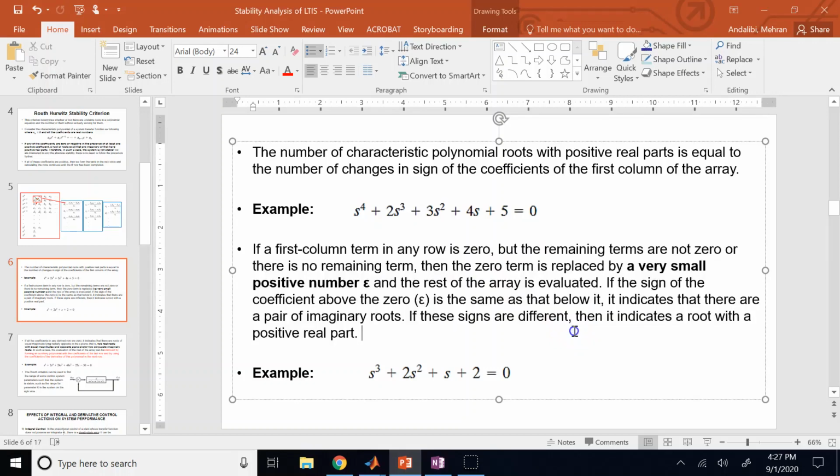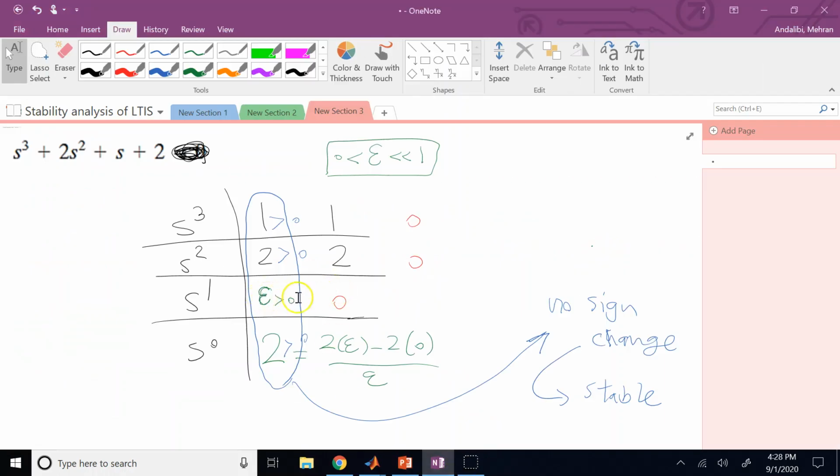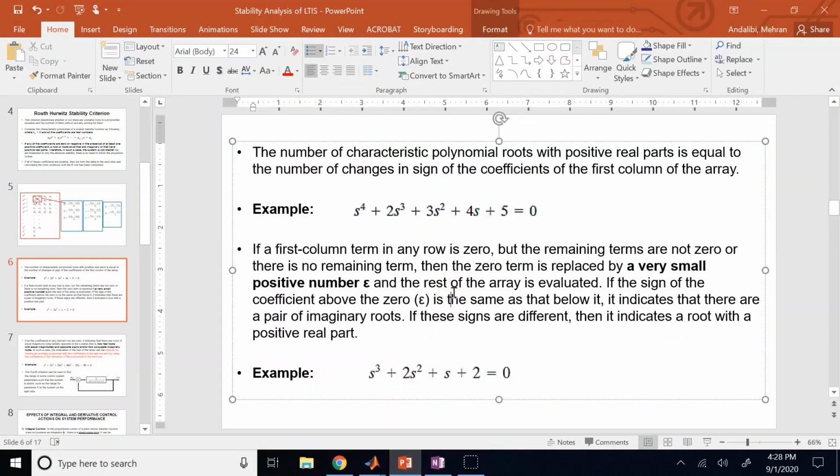So if I now go back, I read from the PowerPoint. It says, if any element of the first column is 0, but the remaining terms are not, or there is no remaining term. In this case, this one was 0, but there was no remaining term. I added the 0 artificially myself. But sometimes the rows are bigger, so here there are some more elements and none of them is 0 except for this one. If that's the case, then you replace that 0 by a very small positive number called epsilon and you keep calculating.